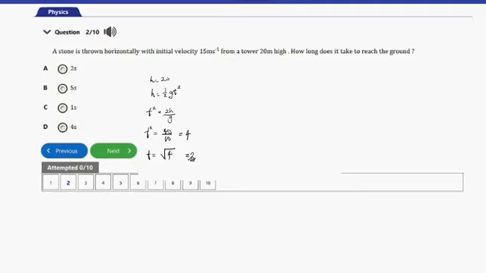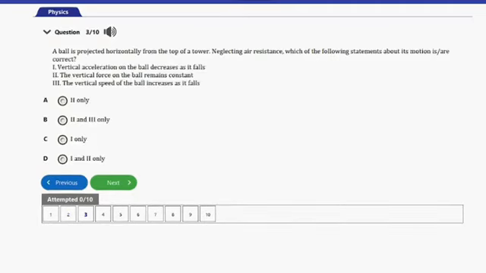Let's go ahead and consider the next question, guys. So guys, the next question we have here is question number 3. It says, a ball is projected horizontally from the top of a tower, neglecting air resistance. Which of the following statements about its motion is/are correct? We have I, vertical acceleration on the ball decreases as it falls. II, the vertical force on the ball remains constant. III, the physical speed of the ball increases as it falls.